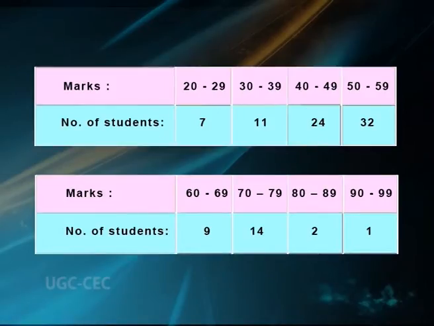Marks 20 to 29, 30 to 39, 40 to 49, 50 to 59, 60 to 69, 70 to 79, 80 to 89 and 90 to 99. Number of students 7, 11, 24, 32, 9, 14, 2 and 1. Solution: arranging the data in the form of class boundaries, the less than and greater than frequencies are found.